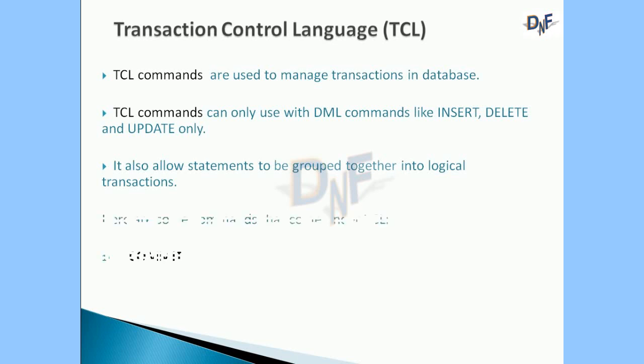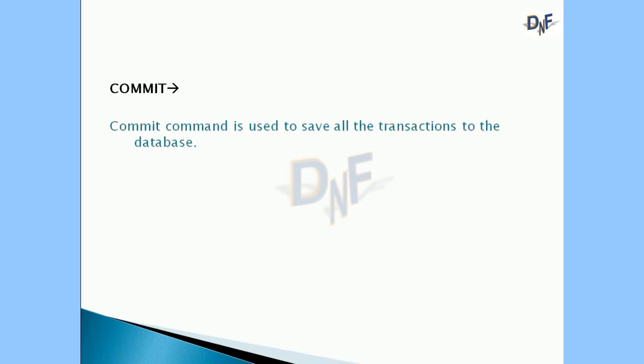So here are some commands that come under the TCL commands: the first is the commit command, second is the rollback command, and third is the savepoint command. These commands come under the TCL commands. So let's start with the first, the commit command.